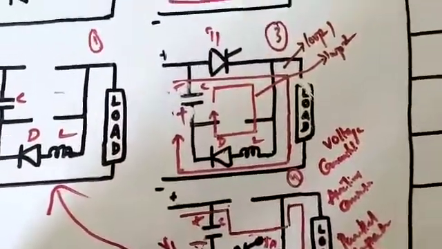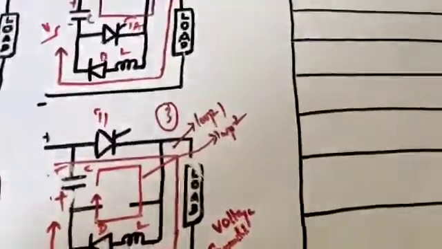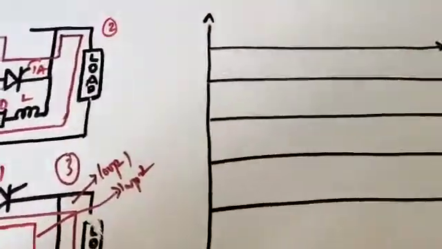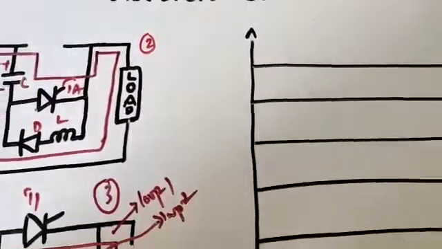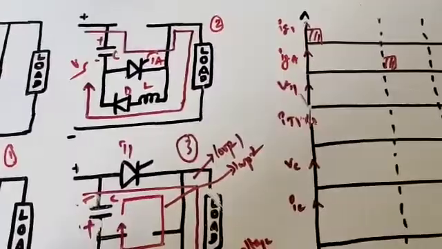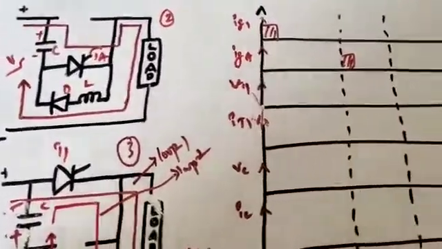Understood or what I am saying? So this is what. So if I want to draw the waveforms of this particular commutation method, how are we going to draw the waveforms, right? Yeah. So if I am going to draw this particular waveforms, right?